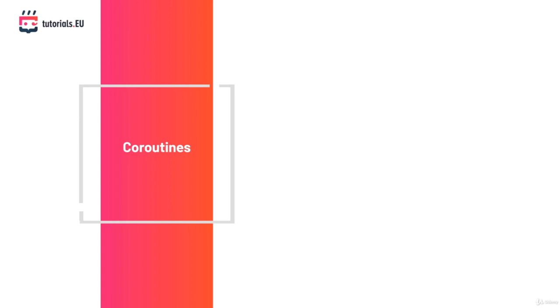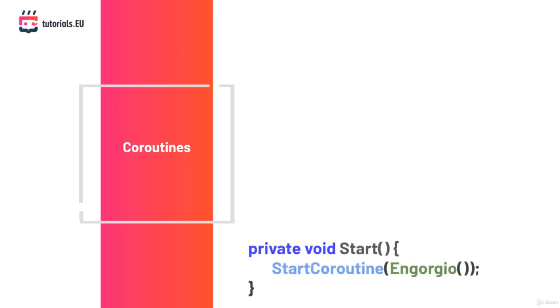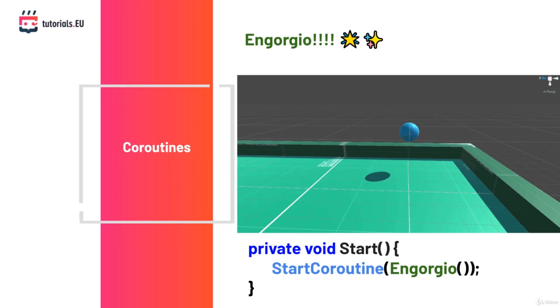Now to call or start this routine, cast our Engorgio spell like this: StartCoroutine, and then in brackets Engorgio. This will use the command inside the Start method. And now just prepare your wands and enlarge something with your magic stick. So let's use coroutines in our project.